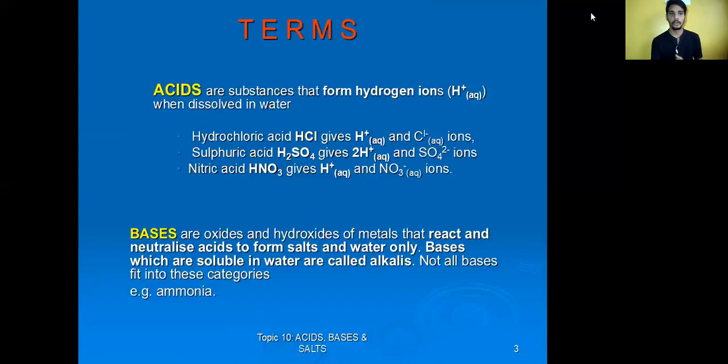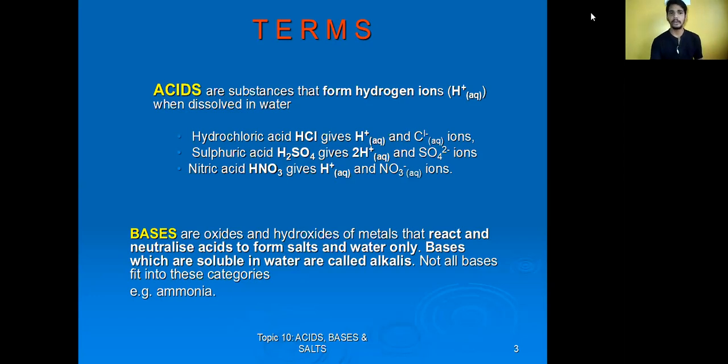So let's talk about what are acids, bases and salts. We are much aware of acids, bases and salts, but now we're going to talk about them in chemical format. So what are the terms we have to understand? What is an acid? Acids are substances that form hydrogen ions, H+ (aq), when dissolved in water. So what is the primitive definition of acids? A substance that forms hydrogen ions when dissolved in water.